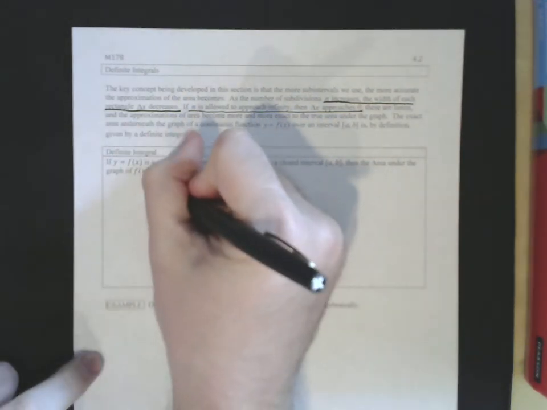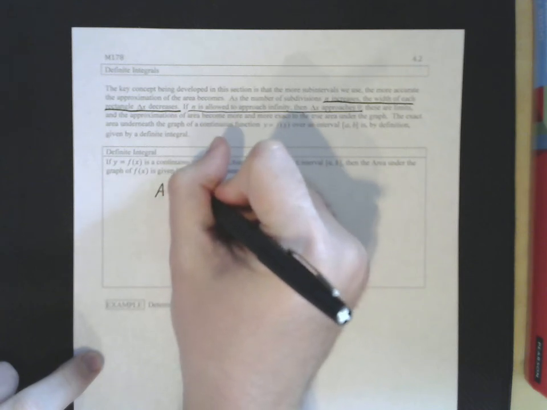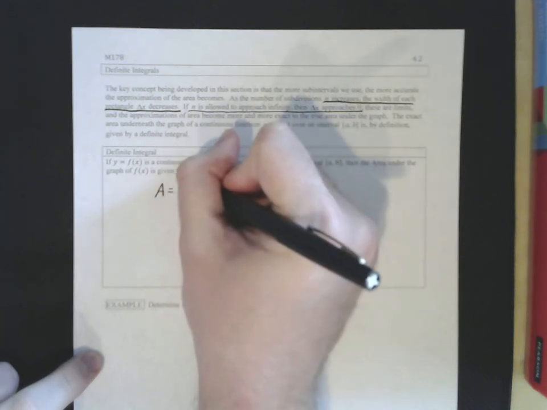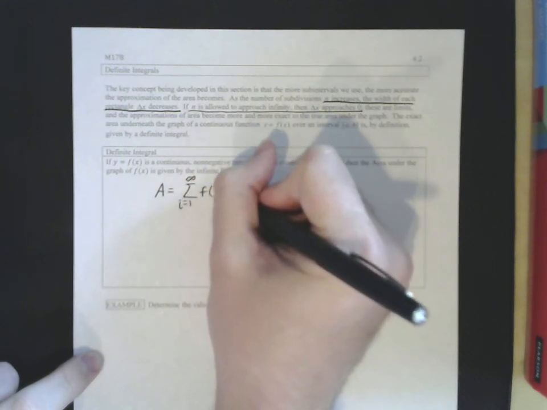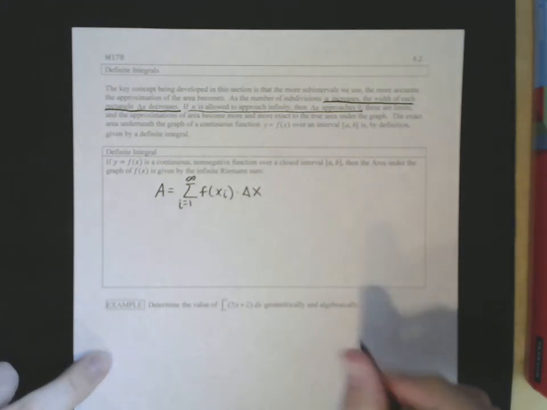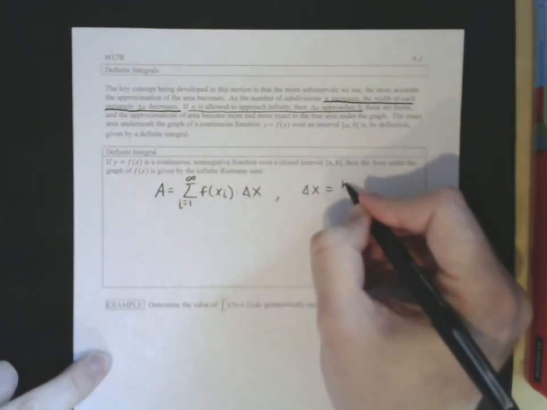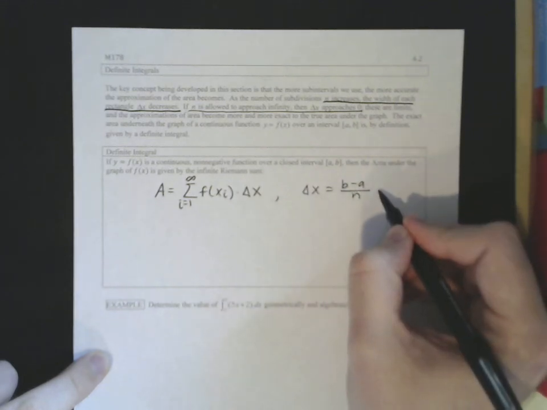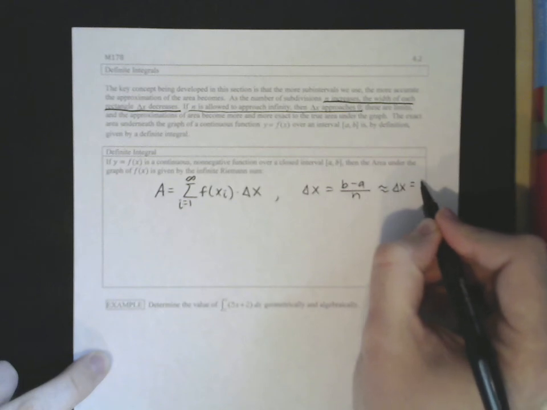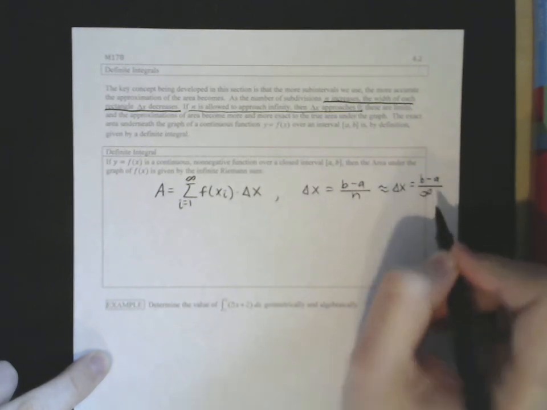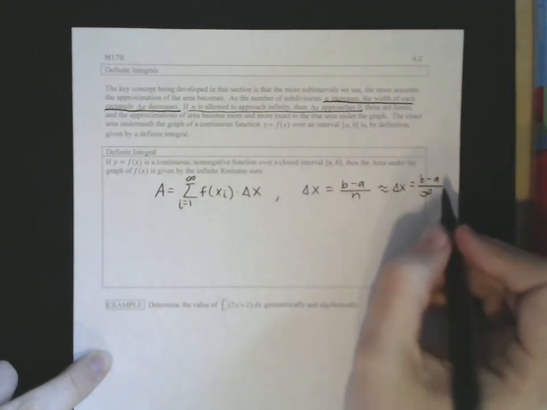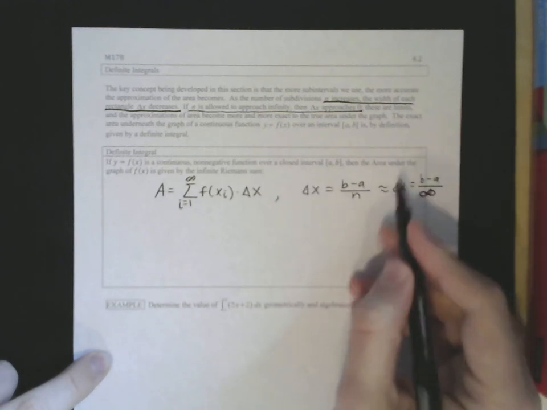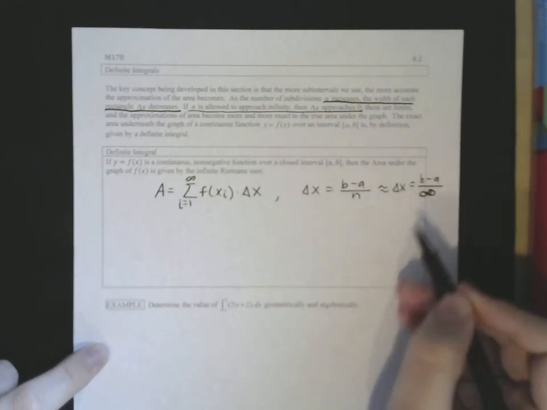So if y equals f of x is a continuous, non-negative function over a closed interval a to b, then the area under the graph of f of x is given by the infinite Riemann sum, the sum from i equals 1 to infinity of f of x sub i times delta x. But delta x, which equals b minus a over n, if n is now infinity, this goes to 0. Remember, as the denominator in the fraction gets really big, the fraction gets super tiny, going towards 0. So we don't want to think of it this way.